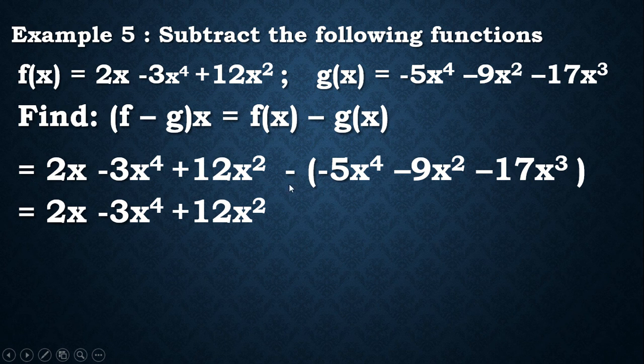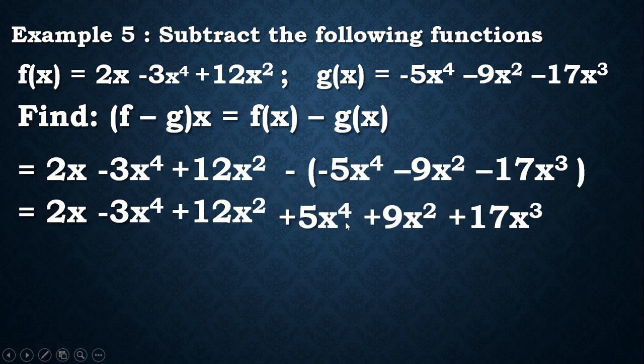You have to multiply this. Negative times negative 5x to the fourth, we have plus 5x to the fourth. And then this minus sign will be multiplied by negative 9x squared. Negative times negative, that is positive, we have 9x squared. And then negative times negative, still we have the positive 17x cubed. And then we have to arrange them in descending order.